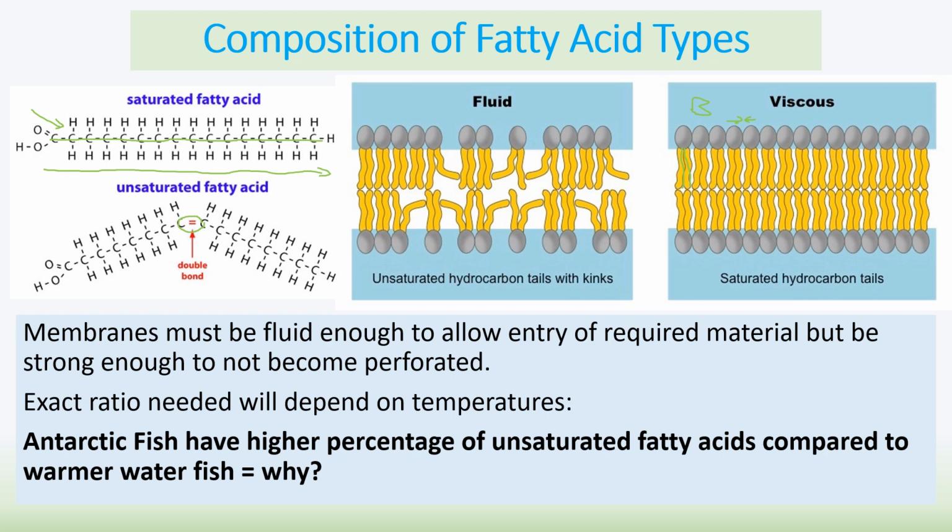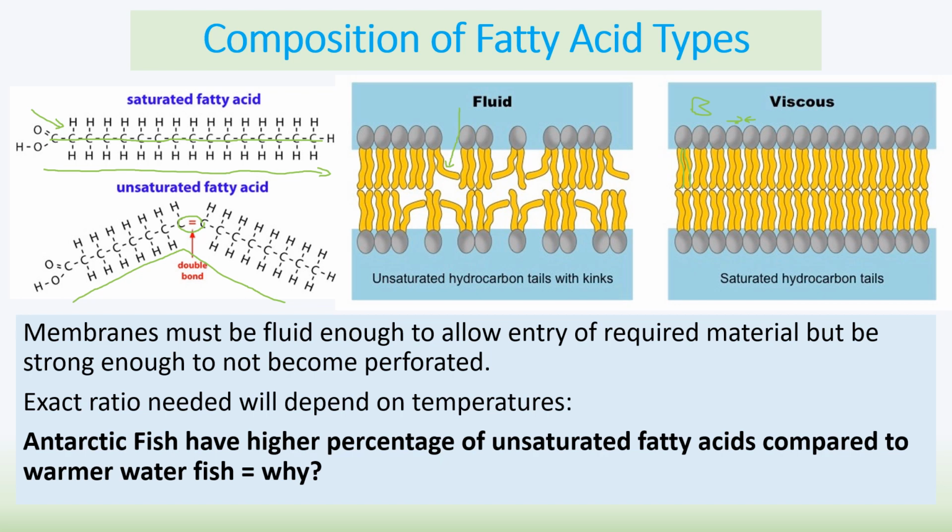However, when it's unsaturated, the fatty acid tail has a kink in it, and this kink means that the molecules cannot be as close together. So the more of these unsaturated fatty acid tails we have, the less viscous the membrane is, the more fluid it is, because the molecules of phospholipids cannot get as close together. And therefore additional materials might be able to get through.